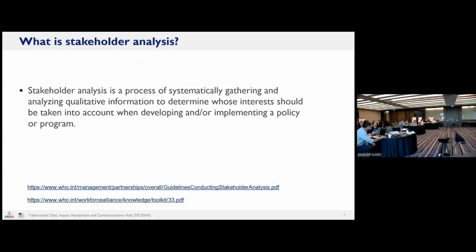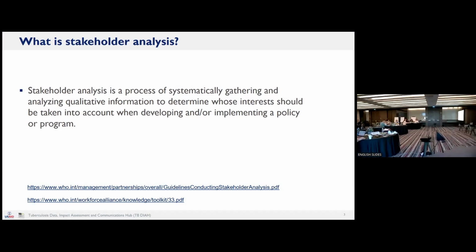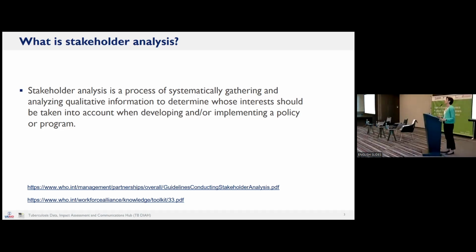Okay, so let's start from the basics. What is stakeholder analysis? This is a process of systematically gathering and analyzing qualitative information. This is what we go back to every now and then. So quality information to determine whose interest should be taken into account when developing and implementing a policy or a certain program.